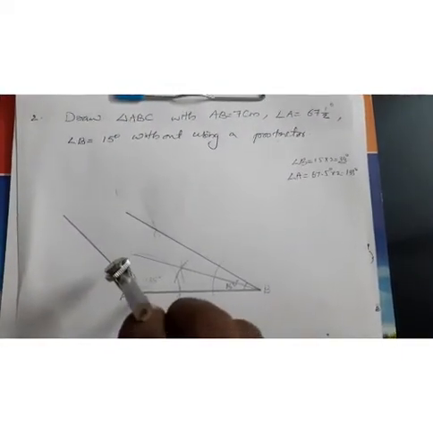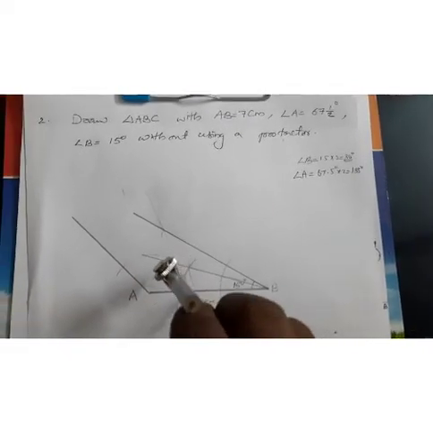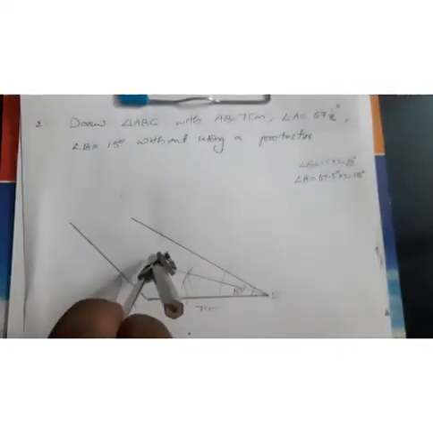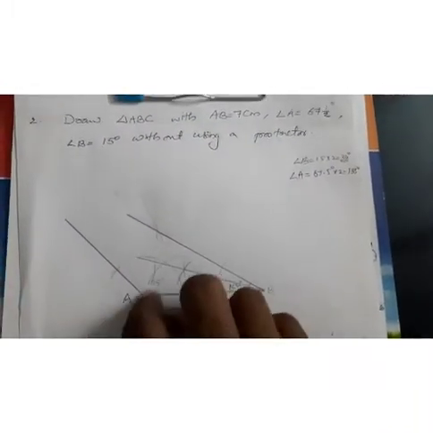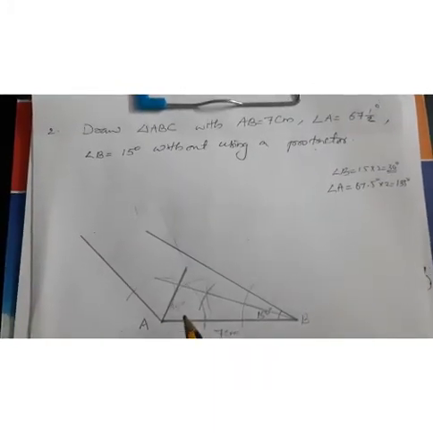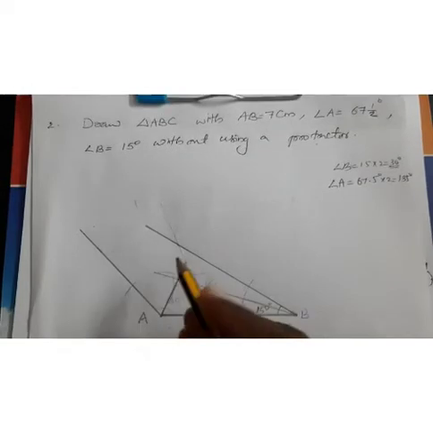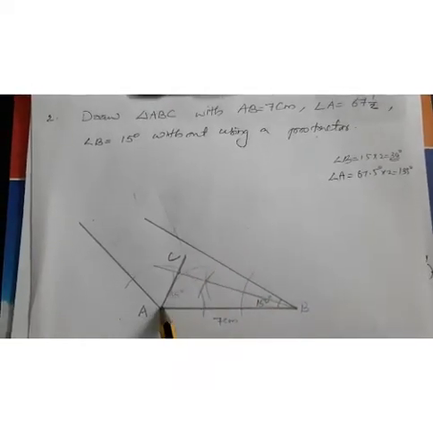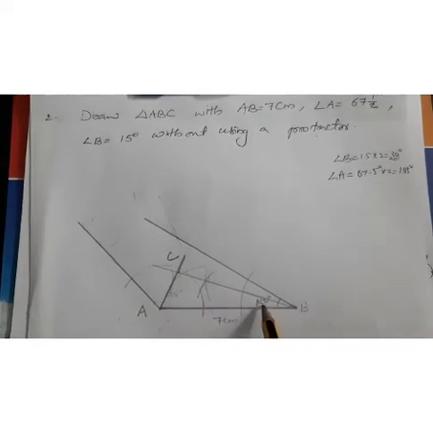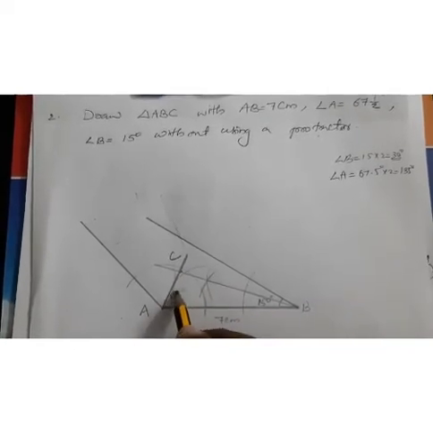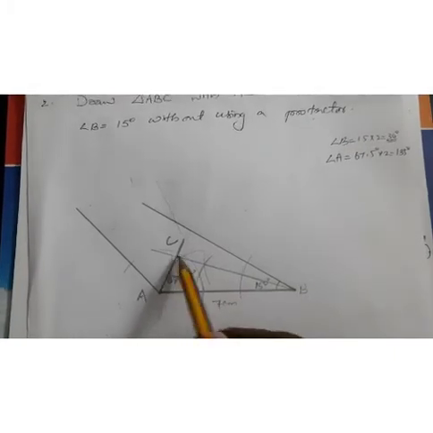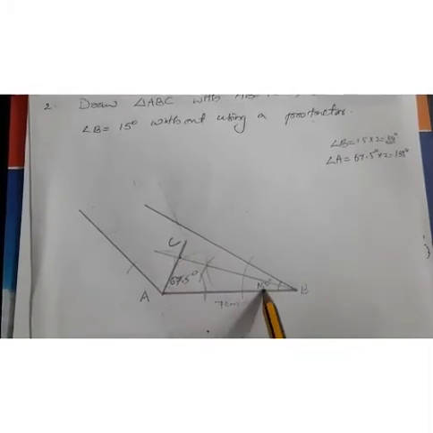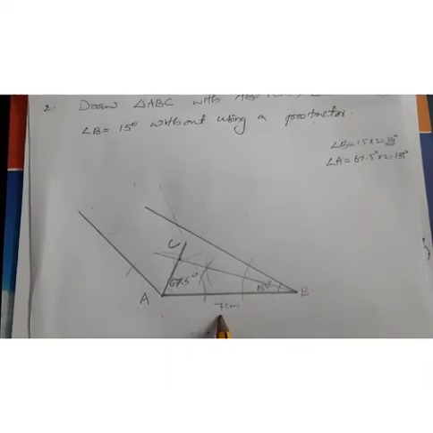Then next to this point, join this line. Join the line and mark this point as C. So you got a triangle ABC. The 15 degree and this angle is 67.5 degree. Total is 135. Take the half. Okay. So it is triangle ABC with angles 67.5 and 15 degree, AB with 7 centimeter.